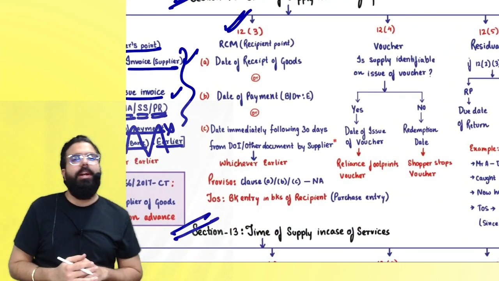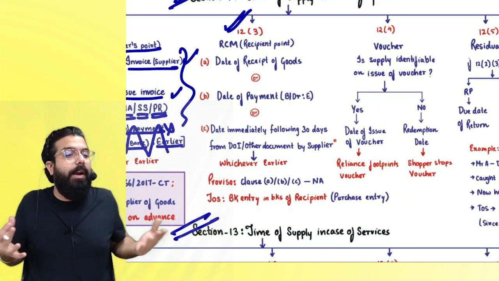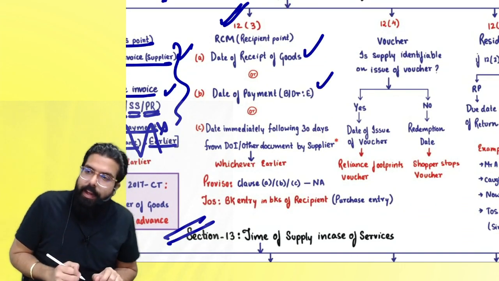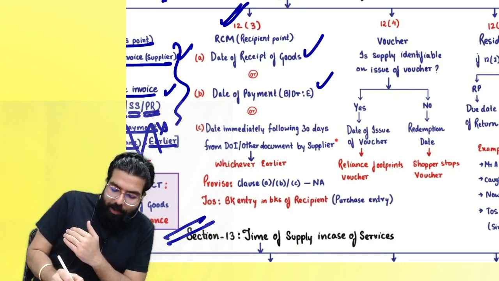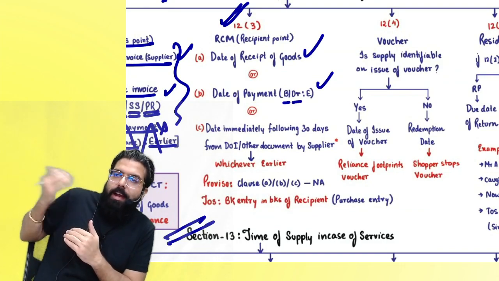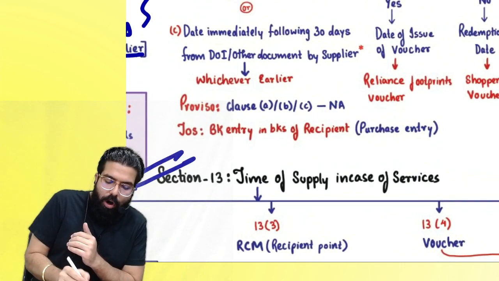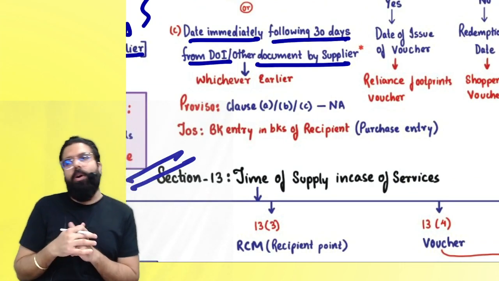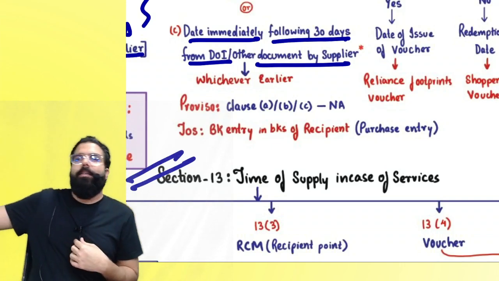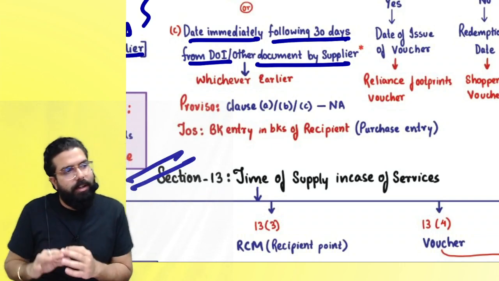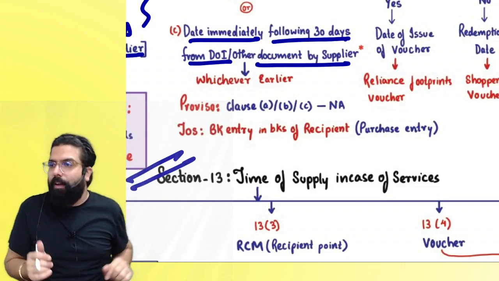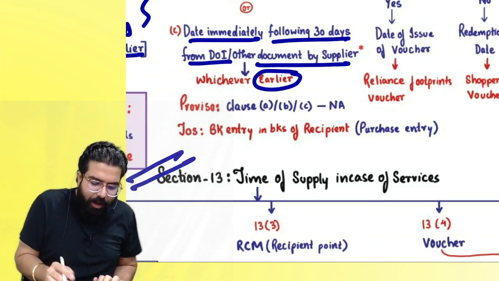Section number 12(3) goes ahead and says reverse charge. As a recipient, when will you pay the GST? Sir, date of receipt of goods or date of payment. Payment means when bank book entry or debit in your bank account, whichever is earlier, or date immediately following 30 days from the date of invoice or other document by the supplier. Supplier went ahead and gave you an invoice or any other document. From that day, you have to calculate the 31st day. Are we clear, everyone? Whichever is earlier.